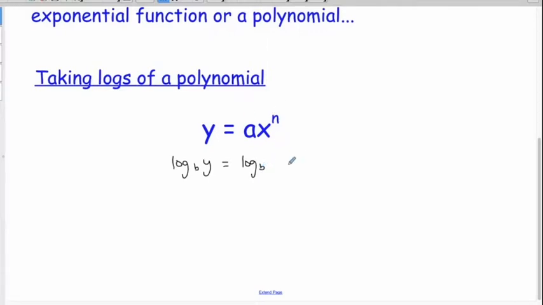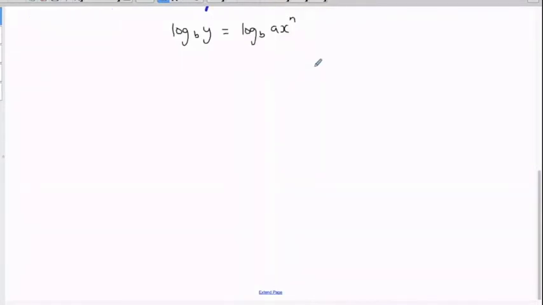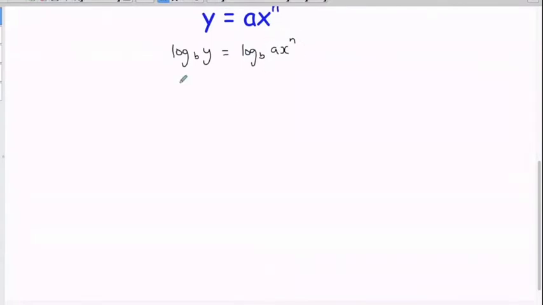If I log this, this will all be one log, log of ax to the power of n, which doesn't look very useful. What's the point in doing that? Well, the point is that we can use our rules for logs, and we can mess around with the right hand side a bit. I'm not going to do anything to the left, but what can I do to the right? Well, I can use my multiplication rule first. I've got two things being multiplied together, an a times x to the power of n. And my multiplication rule says that I can split that into log to the base b of a, add, hopefully you were thinking add there, add log to the base b of x to the power of n.